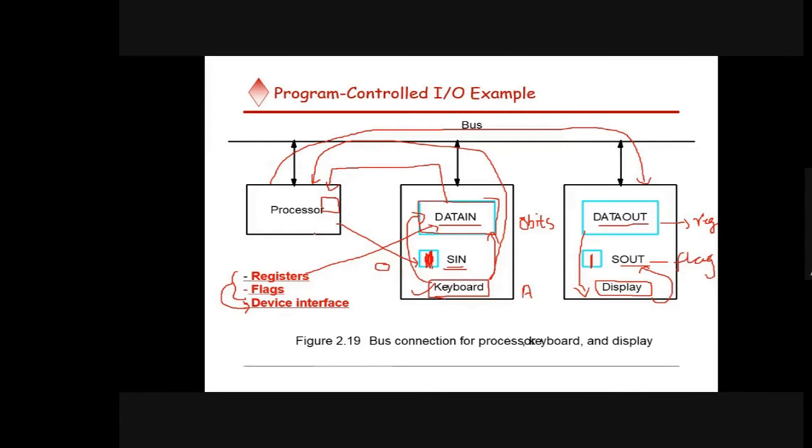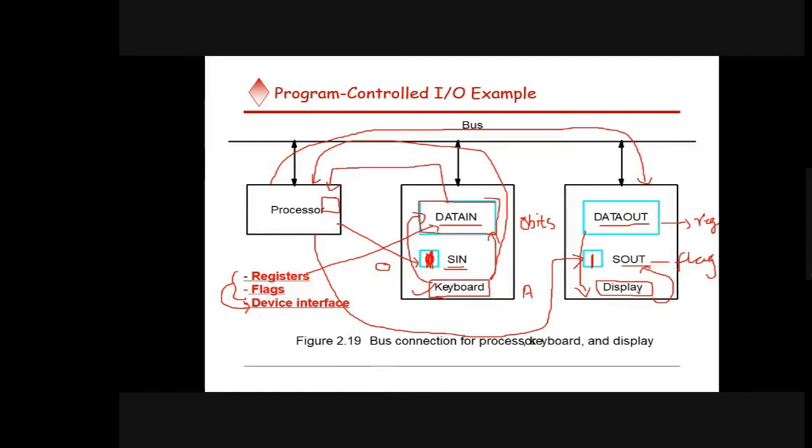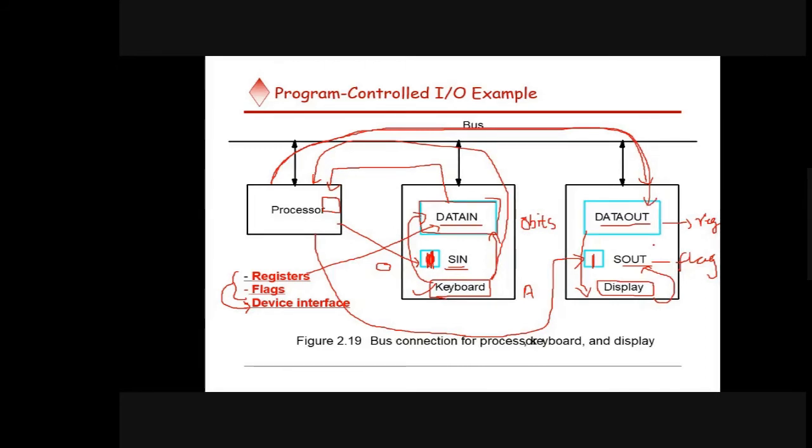And similar to the input device, the processor won't check the content of data out. The processor will just check the status of S out. If the processor finds that S out is 1, that means the display device is ready for displaying, so whatever data the processor wants to display will be taken and stored into the data out register. So this is the complete working of the display device.